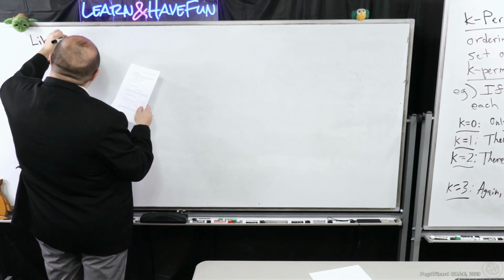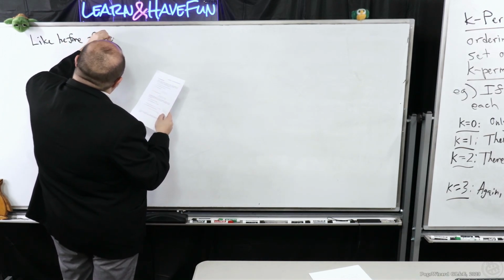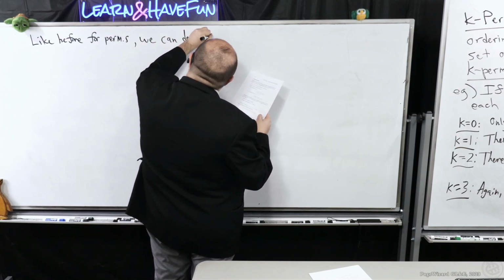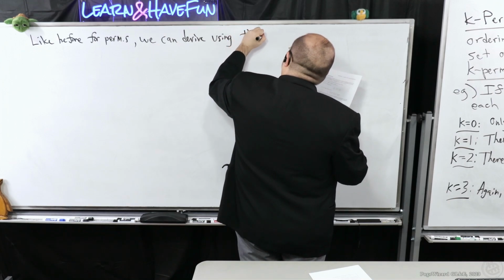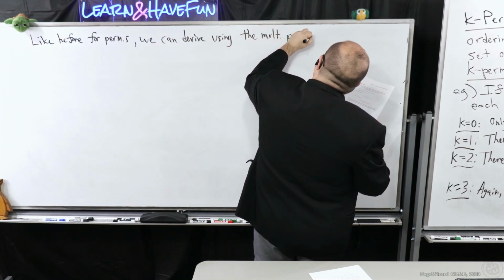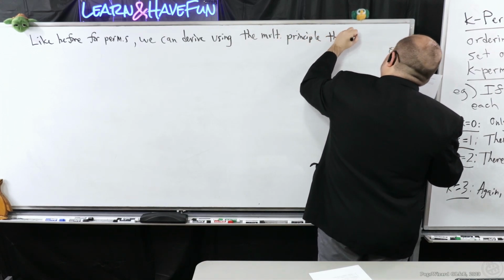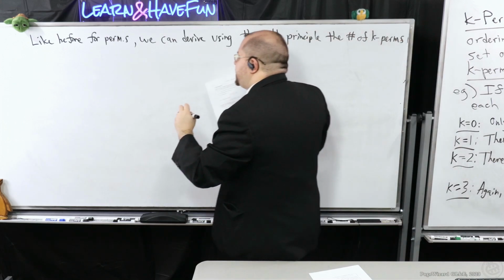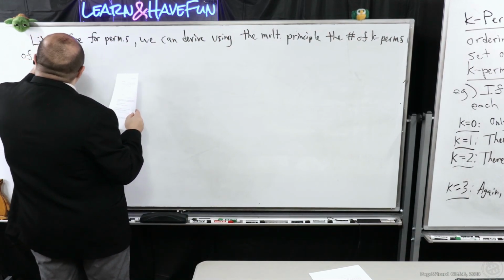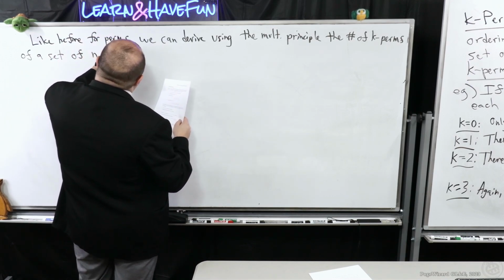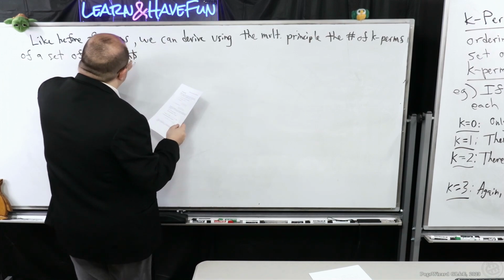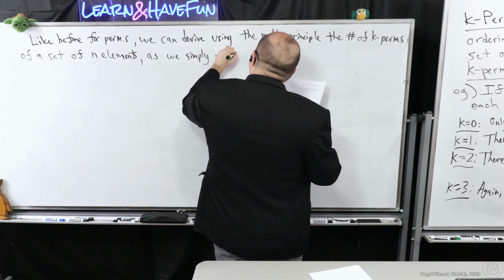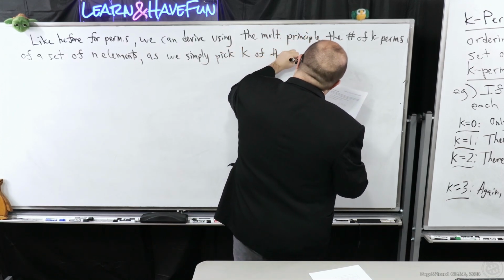Like before, for perms, we can derive the number of k-permutations of a set of n elements using the multiplication principle, as we simply pick k of the n objects, right?